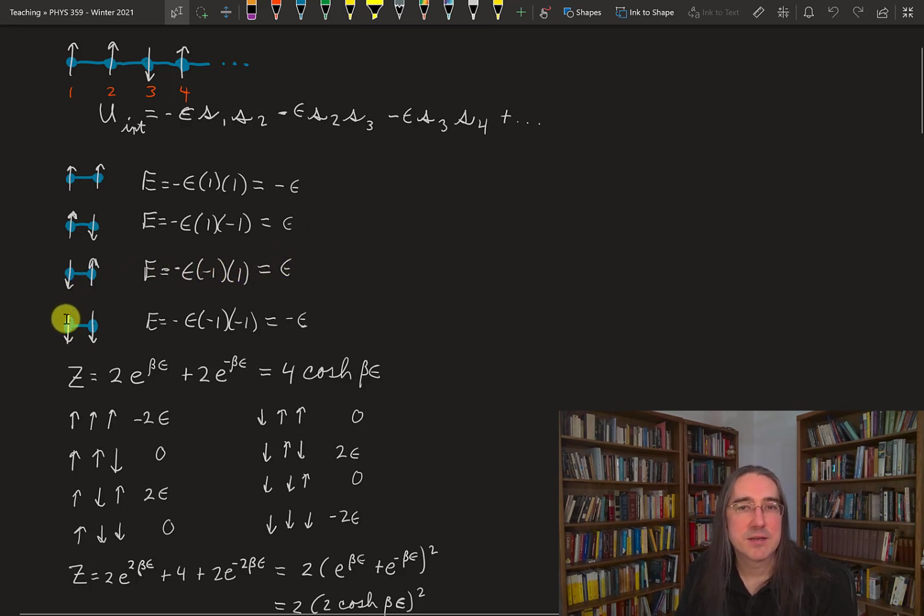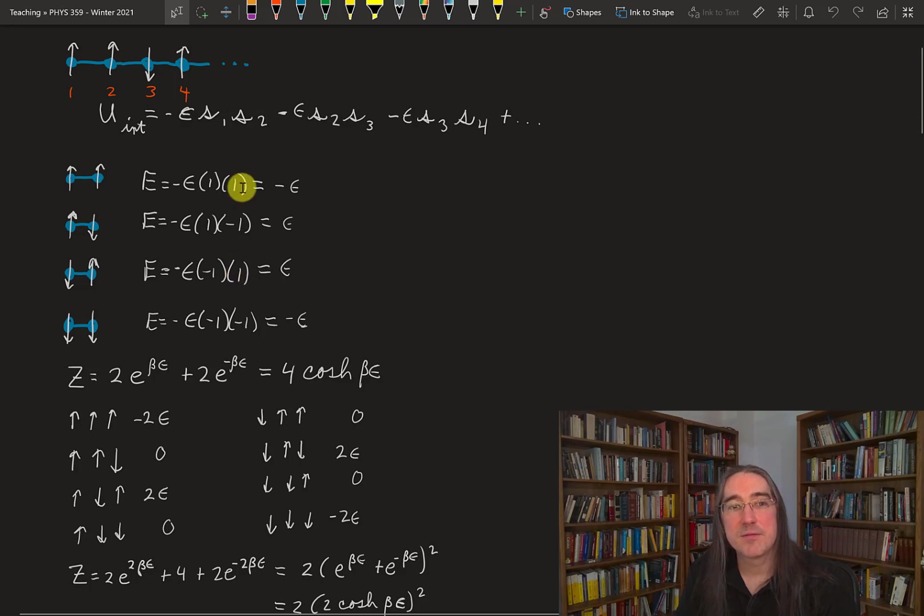And finally, as I promised a moment ago, both of them spin down means minus epsilon times minus 1 times minus 1. The minuses cancel. We end up with minus epsilon again. And as I said, the energy for both down is the same as the energy for both up. So I should say we're assuming here that there's no magnetic field that makes a difference between these two. Okay. So we would say, right, these are degenerate levels. You have two levels that are energy minus epsilon, two levels that are energy plus epsilon.